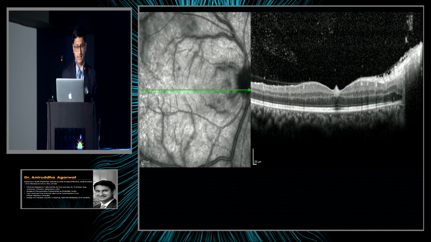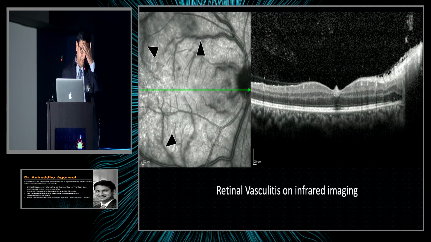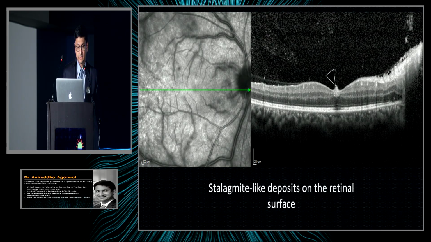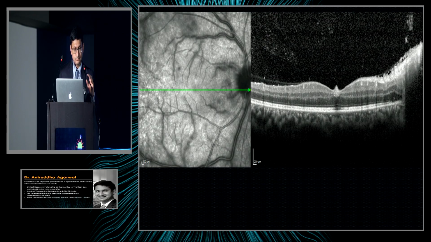If you look at the near infrared, I think it gives you good information. You could capture retinal vasculitis on infrared imaging. I'm not going to go into details of that, but there are clinical signs where even the near infrared is sometimes enough. And you can have these stalagmite-like deposits. These stalagmite-like deposits are seen both in viral and toxo. They're not pathognomonic for any.